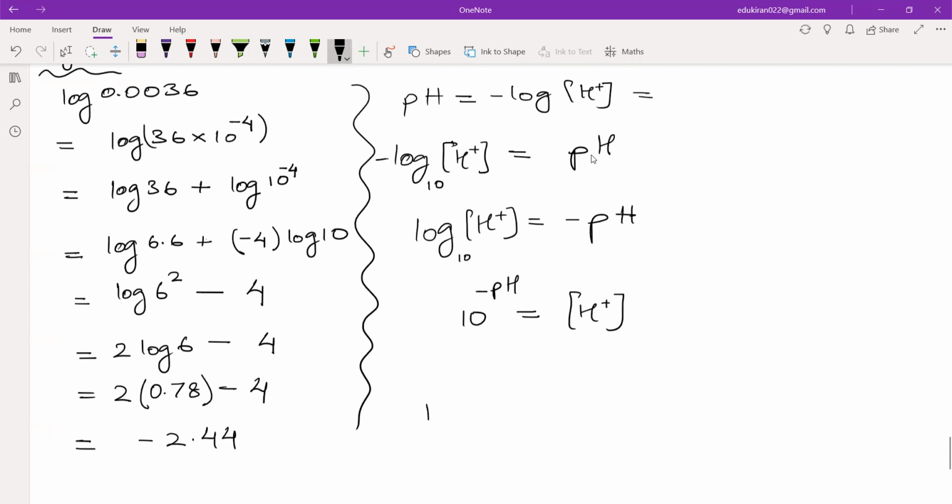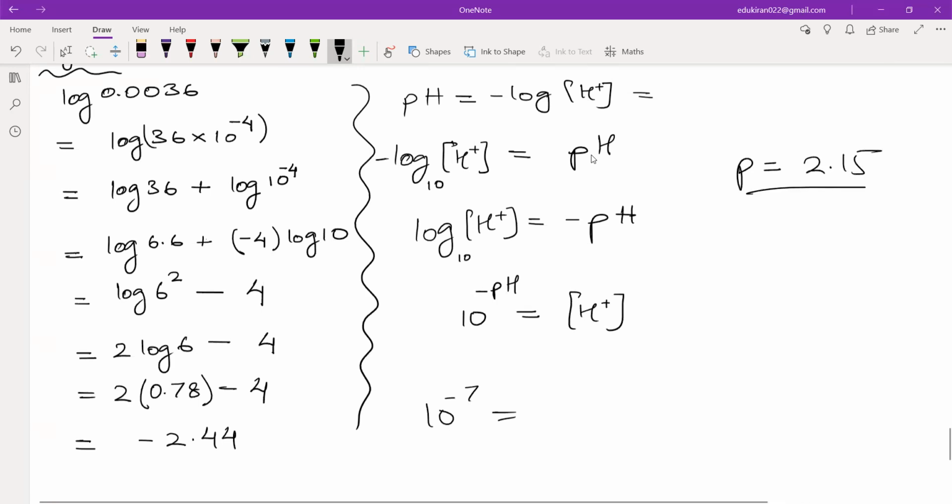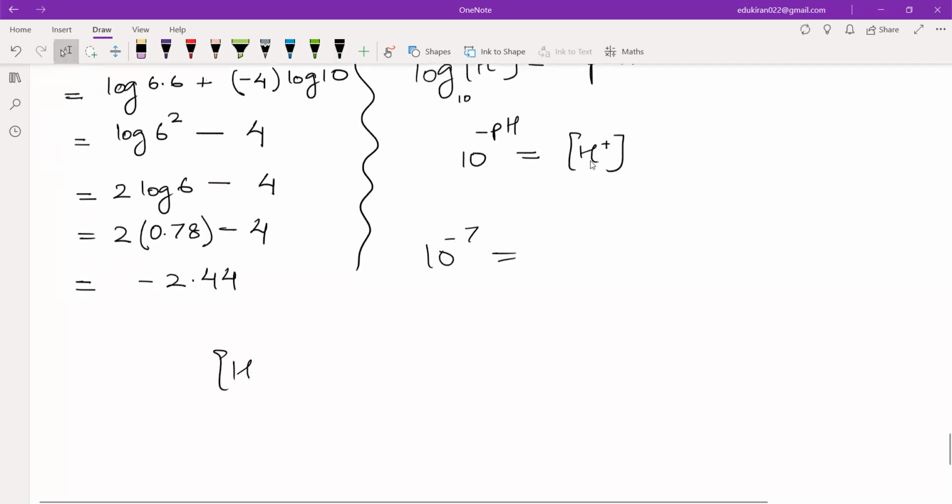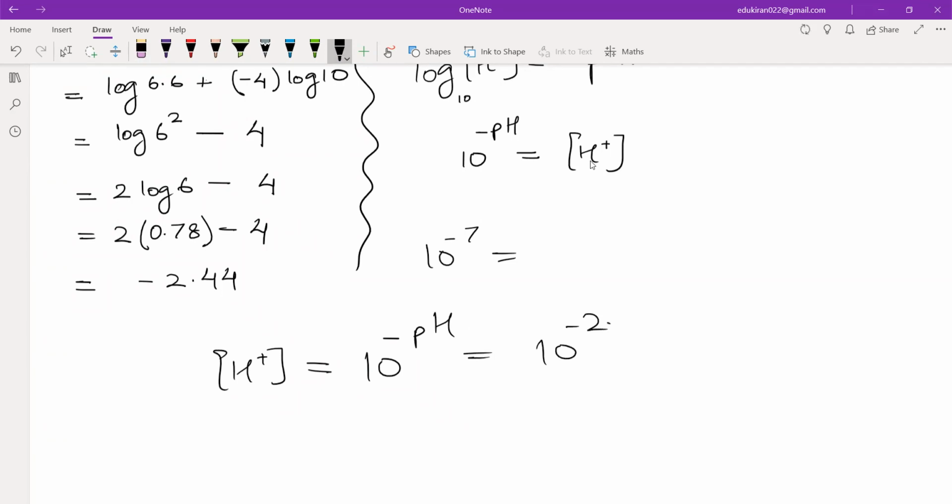So you will be given something like 10 to the power of -7. If you have a simple pH like 7, 8, 9 something like this, then it is going to be easy. But if you have pH, let us say, equal to 2.15, then the concentration of H plus is equal to 10 to the power of minus of 2.15.